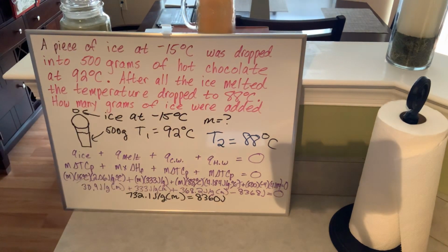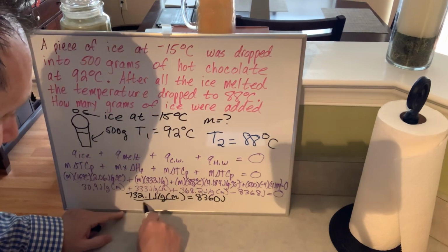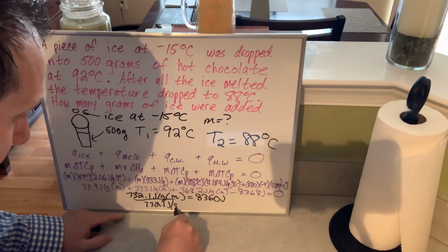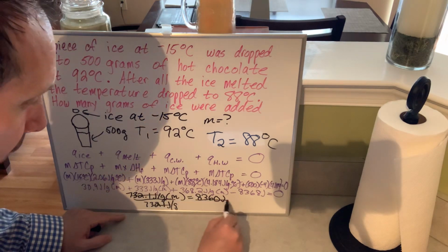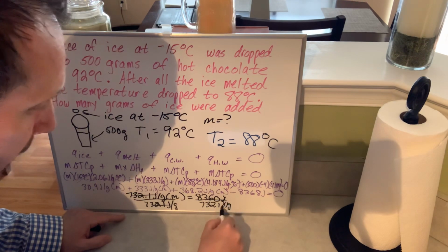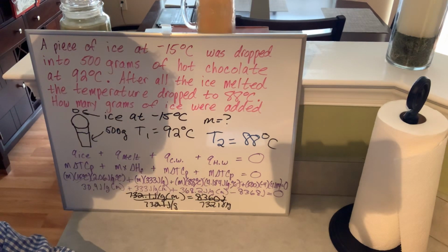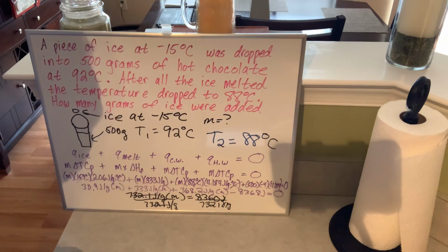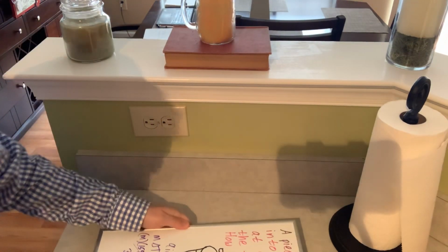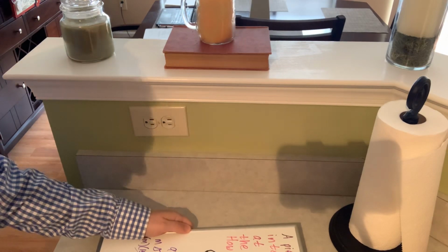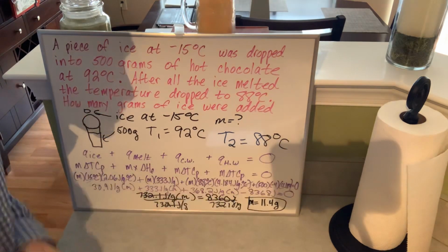All right, so now it's just simple math. We're just going to divide by 732.1 joules per gram. Man, that's really bad, by the way. And then 732.1 joules per gram, and joules will cancel. All right, so we got 8,360 joules divided by 732.1 joules per gram, and we get an ice mass of 11.4 grams, or as you guys know, I call them little baby G's.